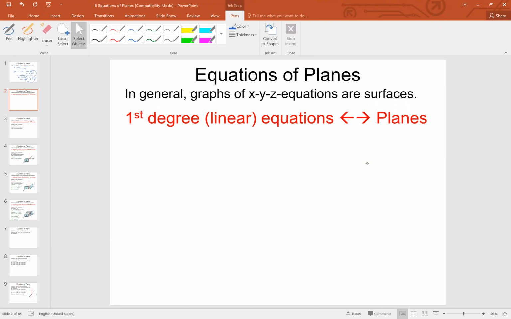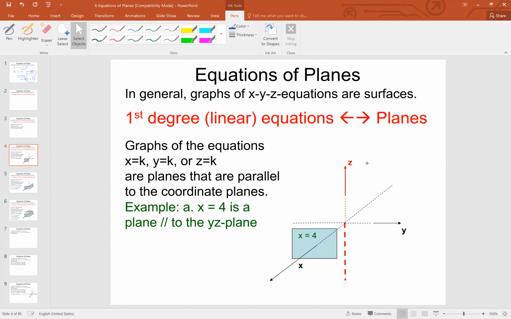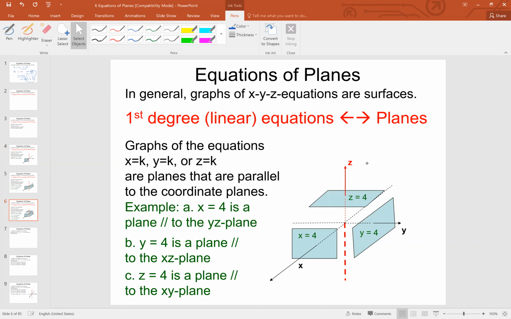The equations of planes in three-space correspond with first degree equations, linear equations. These are pictures of linear equations with one variable only, and the other two variables are missing. These are basically constant planes, and here are drawings of these planes defined by a single variable.